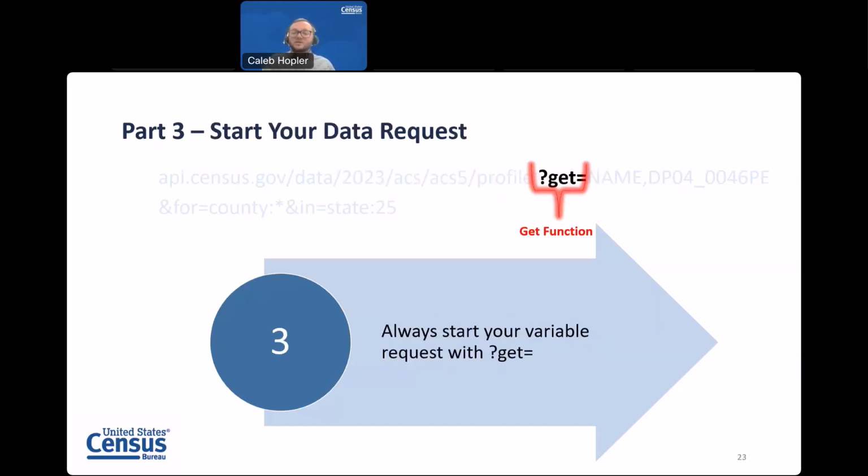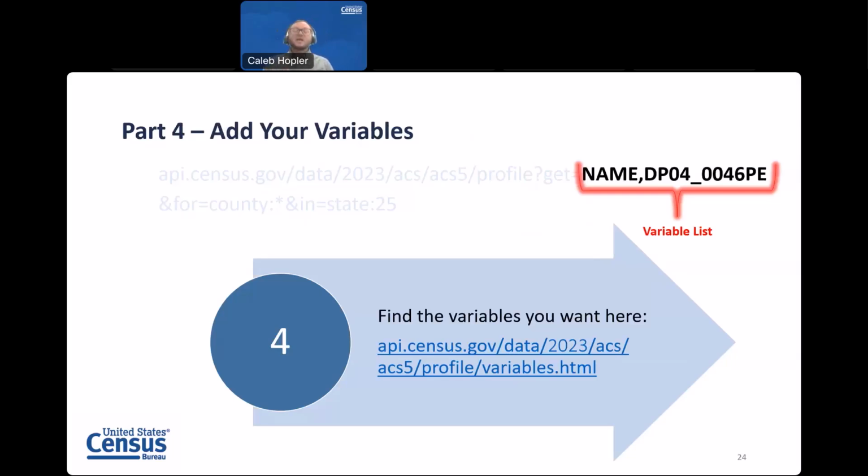After defining the year and data set, you will always begin defining the variables and geographies you want by starting with $get equals. This specifies which variables you want the API to give you. Then you actually add in the variables. So you can include up to 50 variables in a single API query separated by commas. So in this data set, the variable called name provides the name of the geographic area or areas that you are using to limit your search. For a full list of variables, remember you can go to the variable list within the API discovery tool.